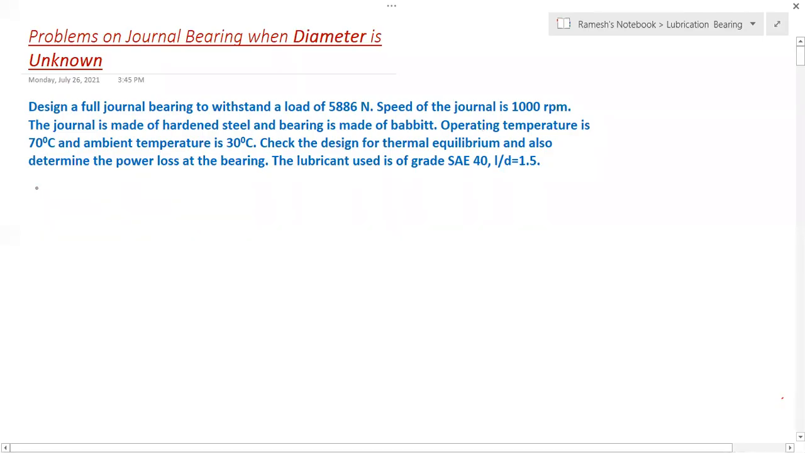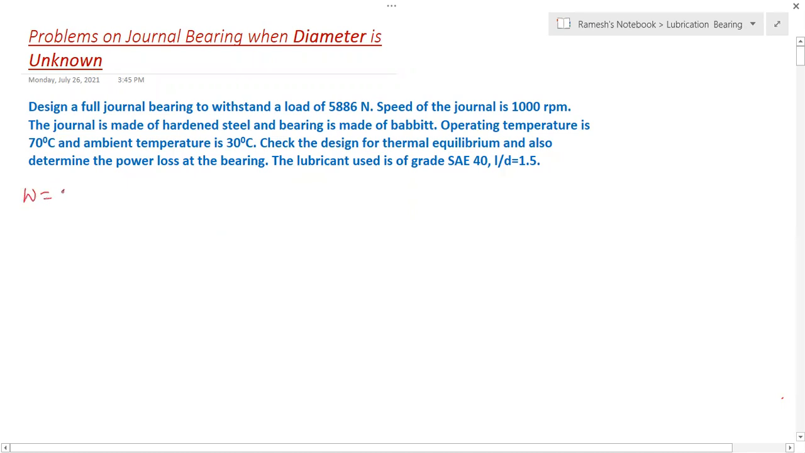This is a problem on journal bearing when the diameter is unknown. I will read the statement. Design a full journal bearing to withstand a load of 5886 Newton. The load is given.